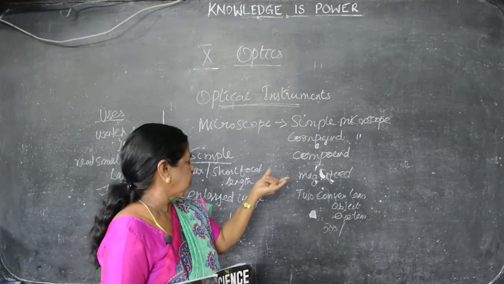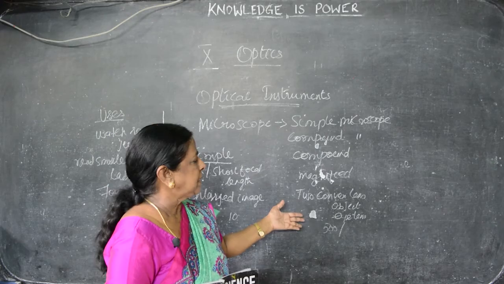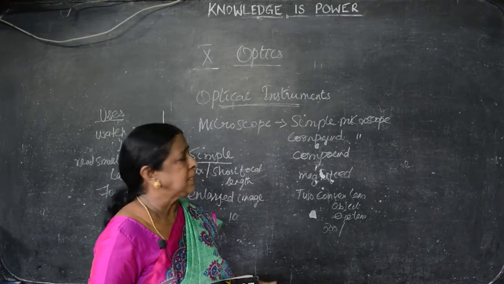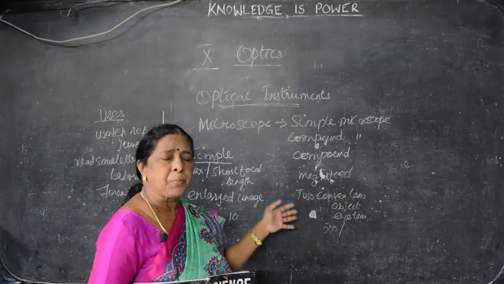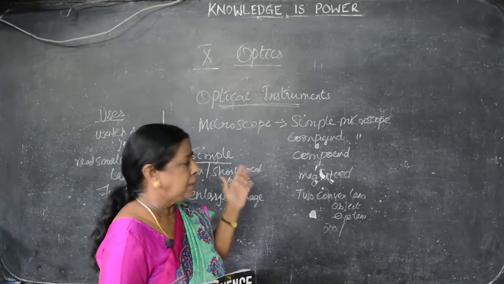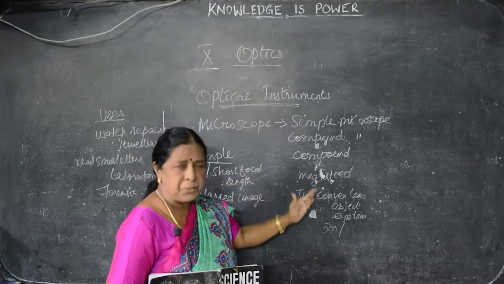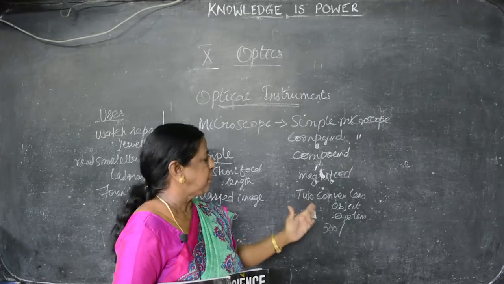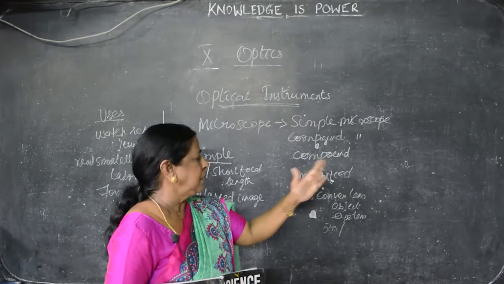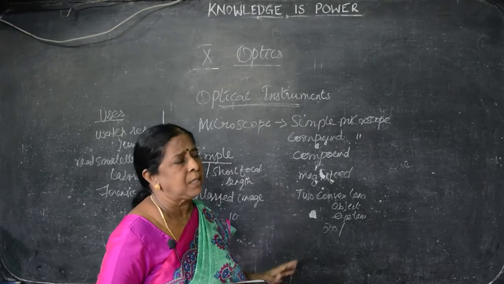The compound microscope has two lenses. One is the object lens, the other one is the eye lens. The object lens is placed near the object, and the eye lens is placed near the eye. When the light passes from the object, it reflects into the object lens. From there it is refracted and falls in the eye lens. Near the eye lens, the person can get the clear image.